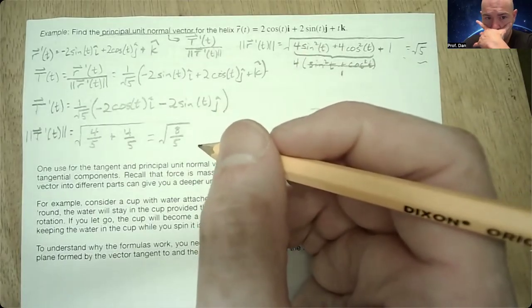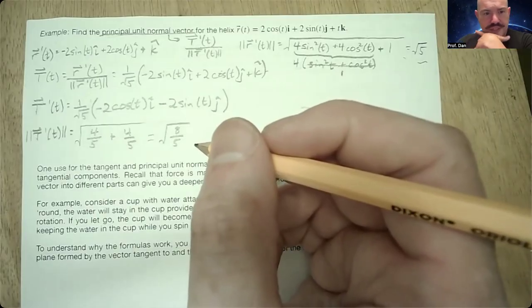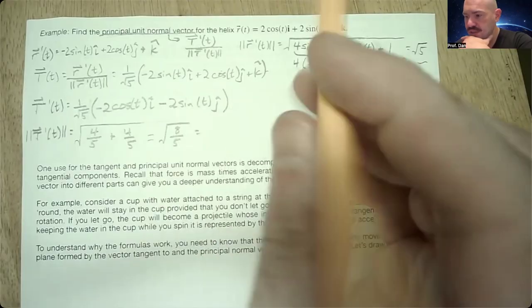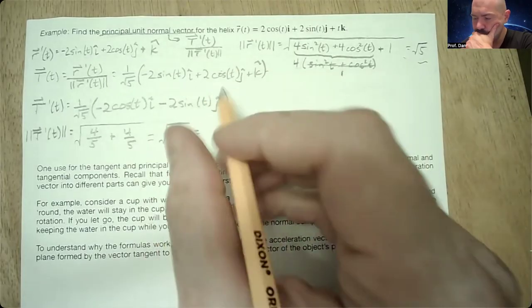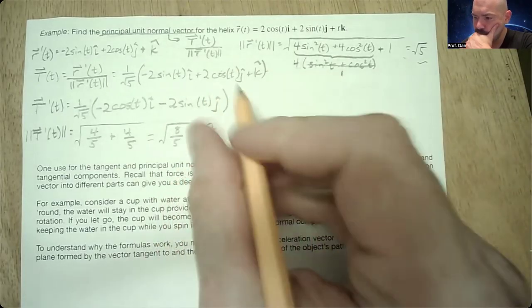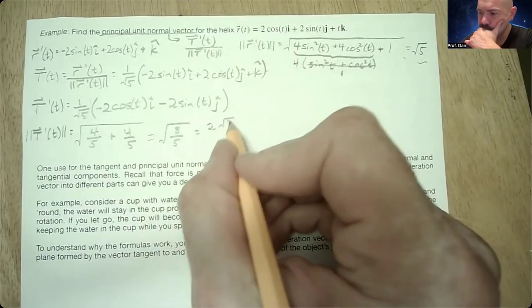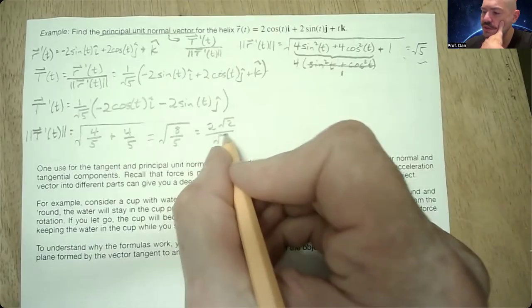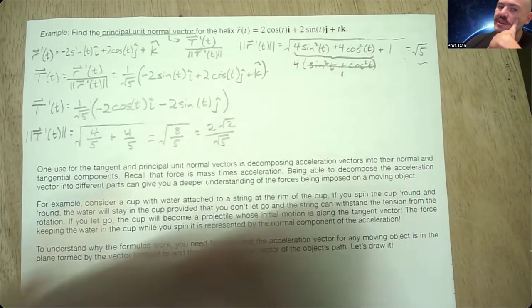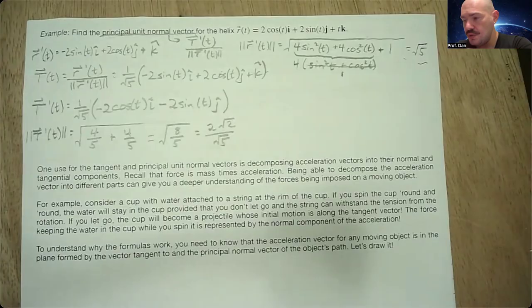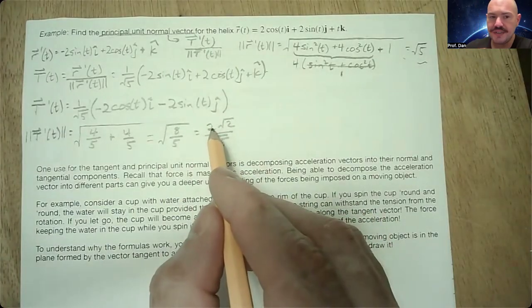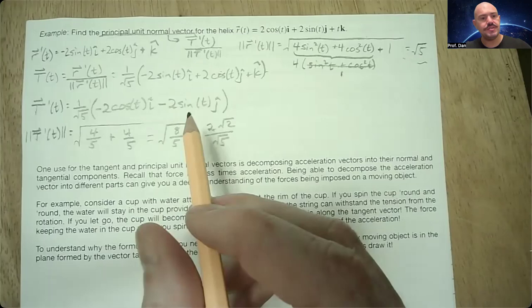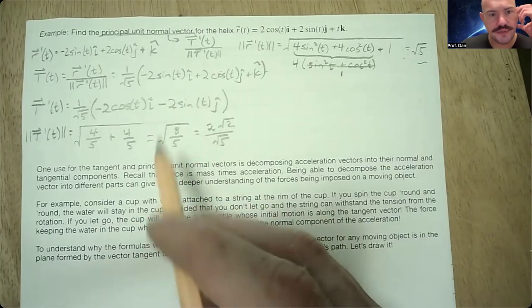Let's keep in mind that this is equivalent to 2 square root 2 over the square root of 5, because 8, remember, is 4 times 2. Square root of 4 is how that 2 got there. And if you take the square root of a fraction, it's the square root of the top over the square root of the bottom.